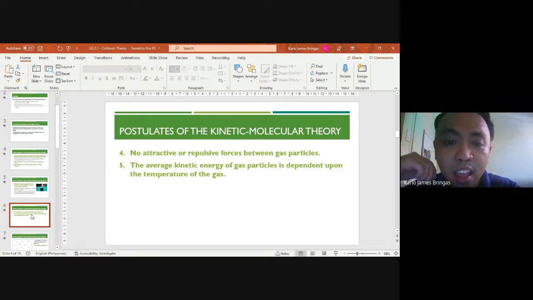And finally, probably the most important one amongst these for the purpose of our discussion is the fifth one. The average kinetic energy of gas particles is dependent upon the temperature of the gas.